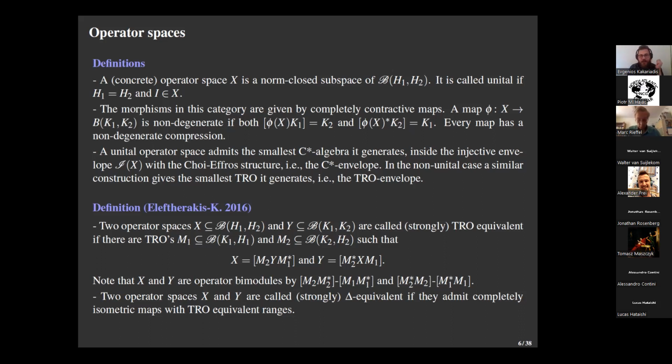And we say that two operator spaces are delta equivalent if they admit completely isometric maps with TRO equivalent ranges. So if they are TRO equivalent up to some representation. Okay. It is not hard to show that TRO equivalence is an equivalence relation. For transitivity, you play with some tricks in order to construct a nice TRO, passing from the first one to the third one. But in order to show that they are delta equivalent, you need to do a little bit more.